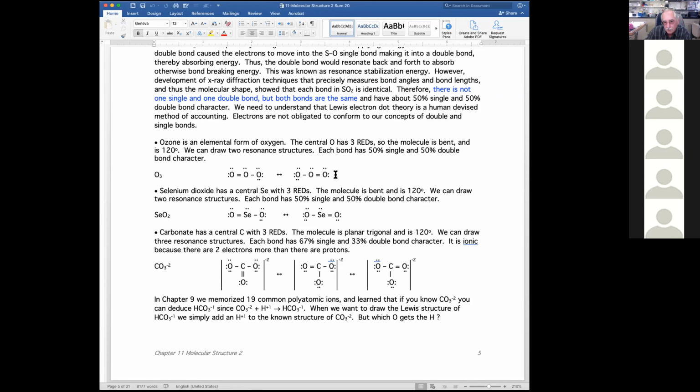And just to be clear, because of the resonance structures, this is not really a double bond. That's not really a single bond, because both of those bonds turned out to be the same. So we say that each of those is about 50% single bond character and 50% double bond character.